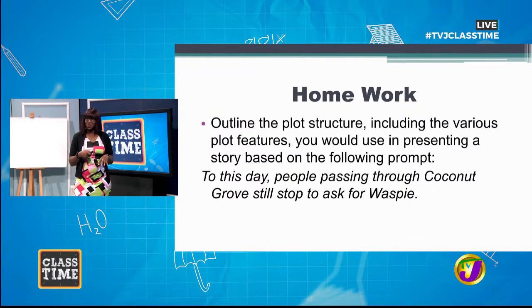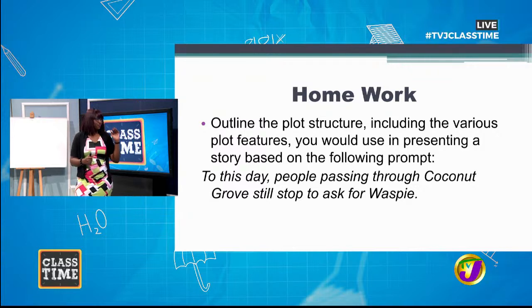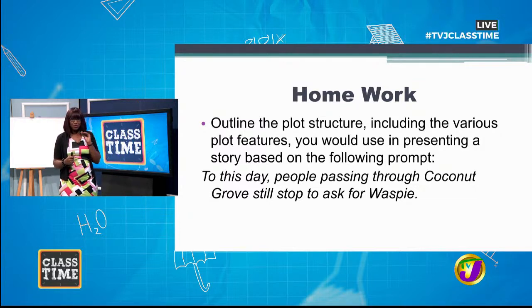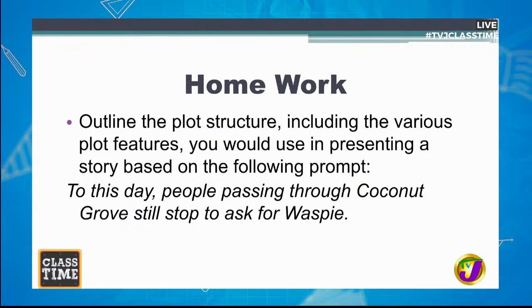So here is your homework. You are going to outline the plot structure. And in this, you're going to include the various plot features that you would include based on this prompt. This prompt should look familiar. To this day, people passing through Coconut Grove still stop and ask for Waspy. Now, here's what you're going to do. You have to analyze this situation. Remember, we have been talking about crafting the plot.